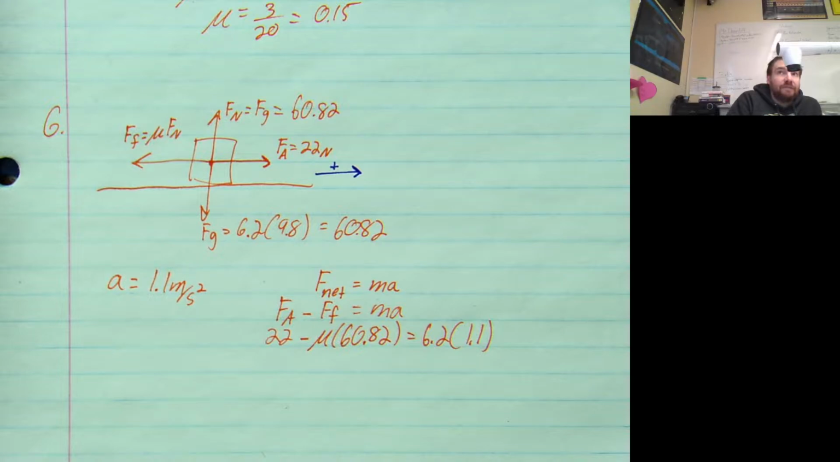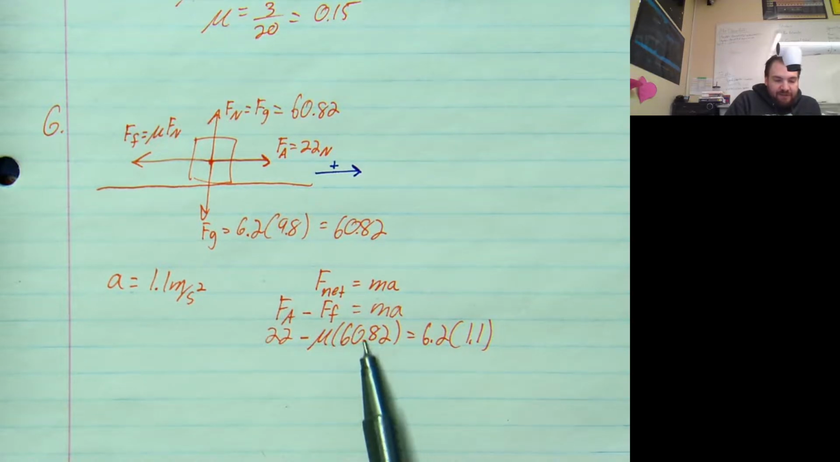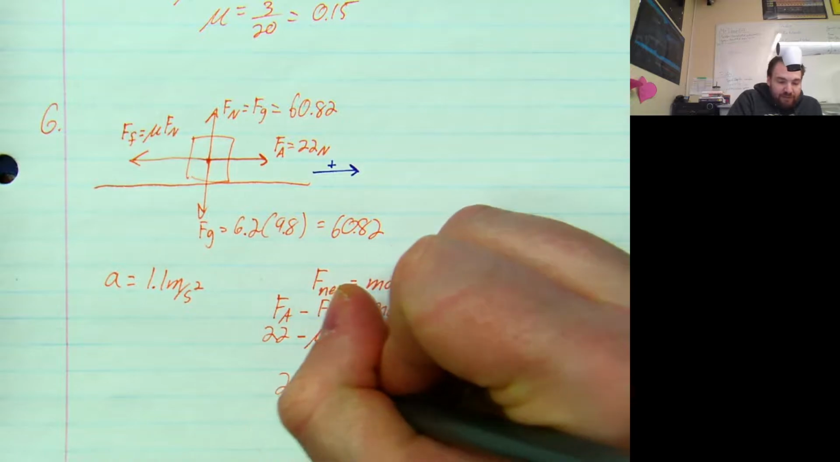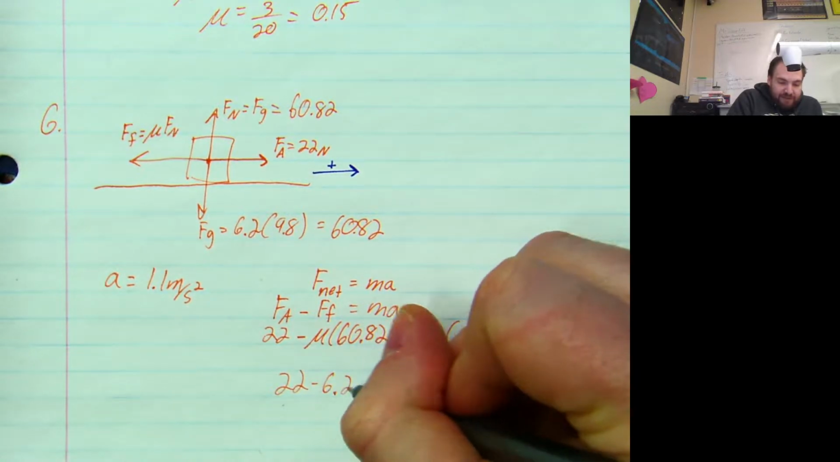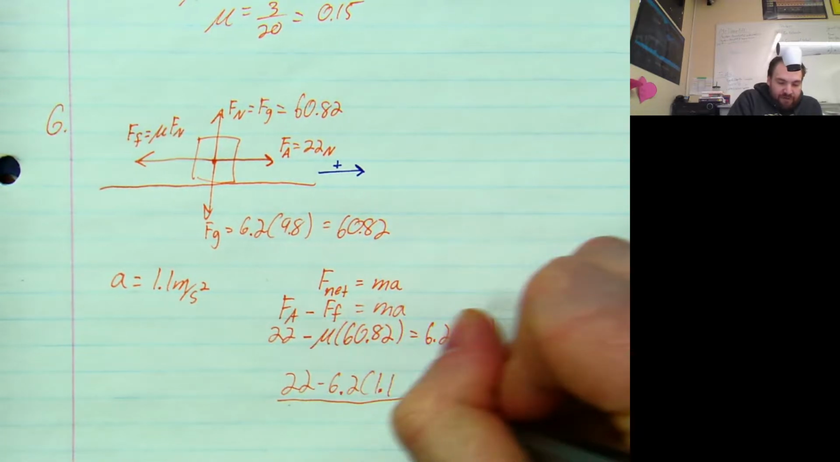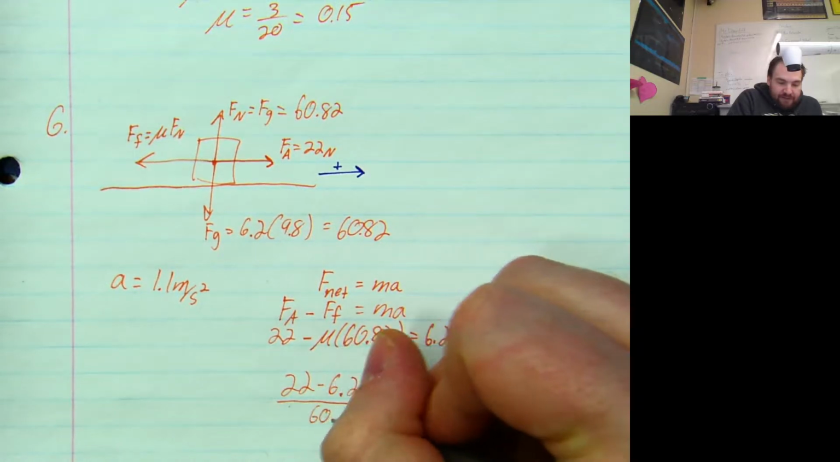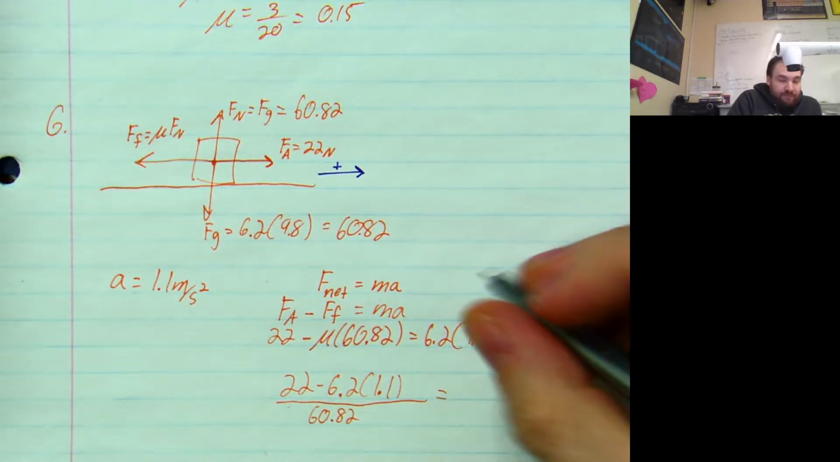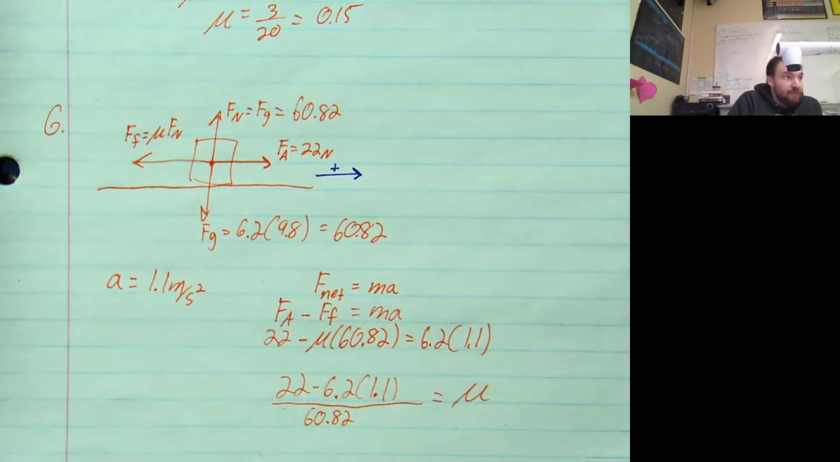And now we solve. How do I want to do this? I'm going to move this expression over, subtract it, and then I'm going to divide by 60.82. So it's going to give me 22 minus 6.2 times 1.1, all divided by 60.82, equals mu.